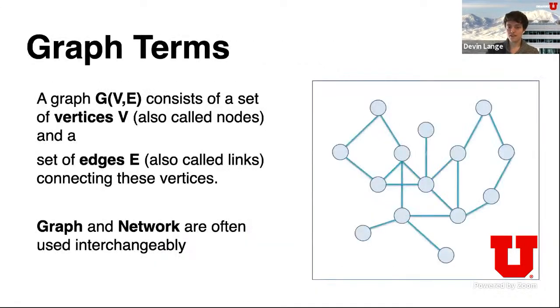Especially in mathematical notation, you'll often see a graph denoted as G with V and E, and the G is your graph overall, and it's composed of your vertices, V. These are also sometimes called nodes, and your edges, E. These are sometimes called links. And as I said, because I can't help myself, I might call these graphs or networks for this lecture. On the right, you get this basic representation where the circles are the nodes or vertices, and the edges are the lines connecting them.